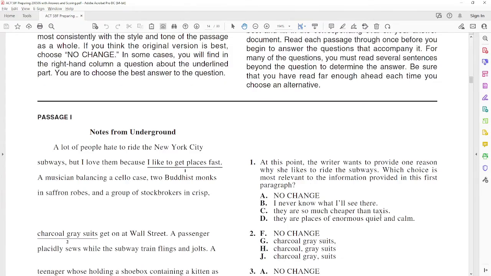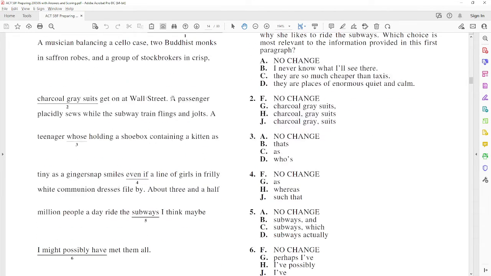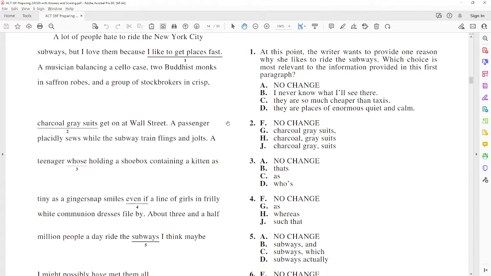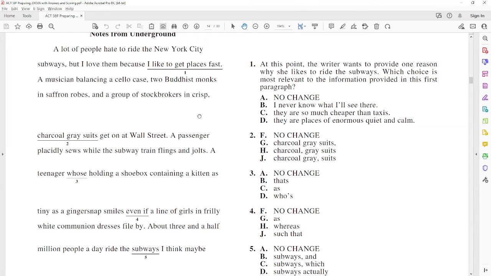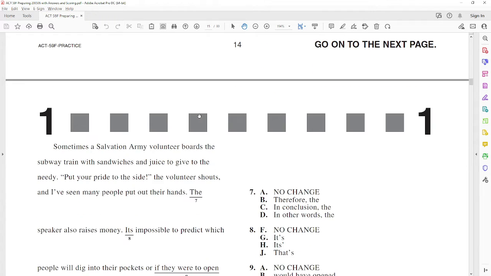So read it actively, just like the reading section, and make sure you pay attention to what is the main idea. But let's check it out. The first paragraph. Now, I'm not a speed reader. I just look at a couple words and I remember this passage because I've worked this test. A lot of people hate to ride the city subways. All right, first paragraph is about all these things that the narrator sees.